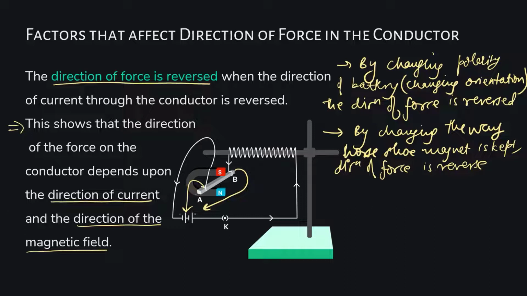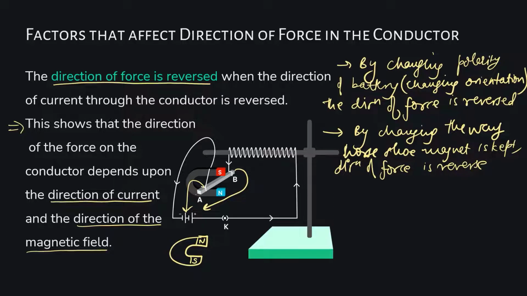Second time, you keep the polarity of the battery the same. You keep the negative here and the positive here as it is in the figure, and you flip the orientation. That means you make it like this. You make the magnet in a way that north is above and south is below. So in both the cases, by changing the direction of current and by changing the orientation of the magnet, we see that the force is reversed.